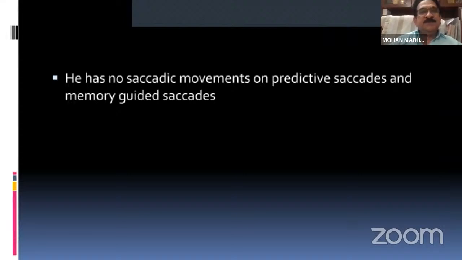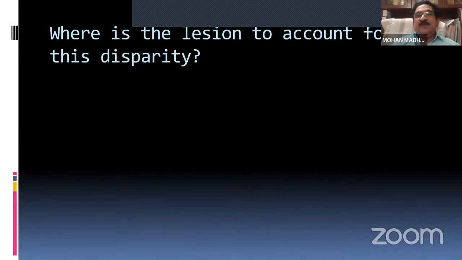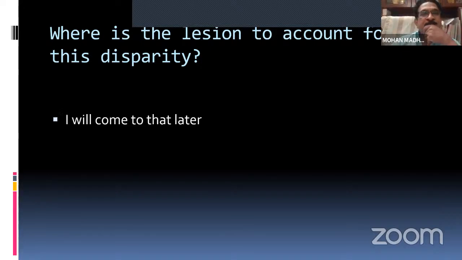So, what did you observe? There is no saccadic movement on asking him to just look to the right and the left, or to look at the remembered visual target of his hands. That means he has no predictive saccades as well as no memory-guided saccades. On the other hand, when I showed the finger earlier and moved it across, he could make some movements. Now, what is the lesion responsible for this disparity and what is its relevance? I'll come to that later, after I finish my case, the clinically important point.